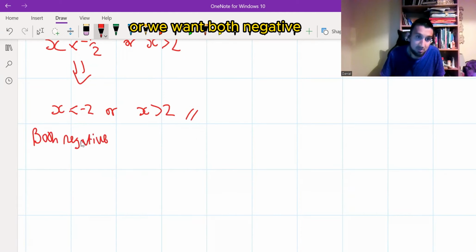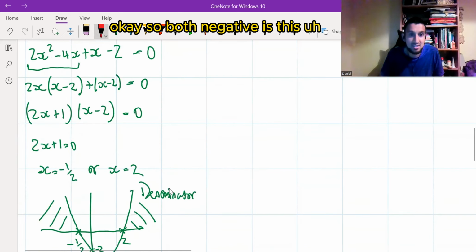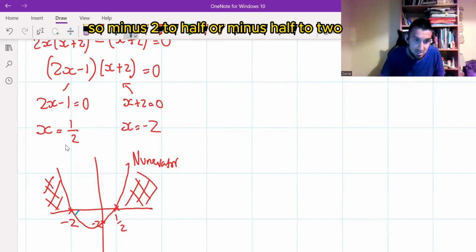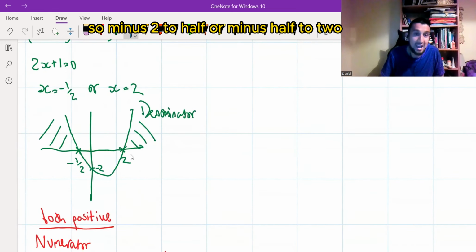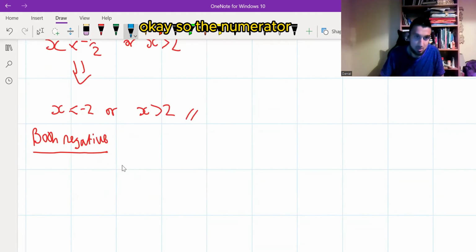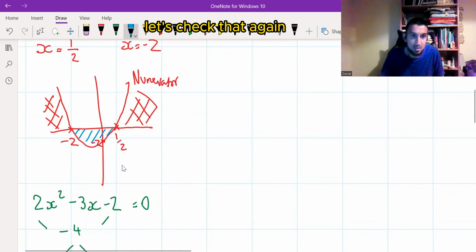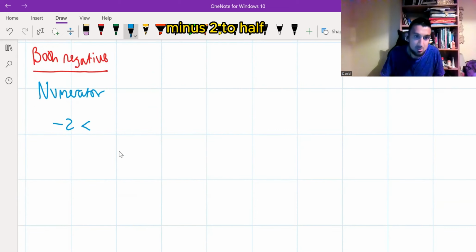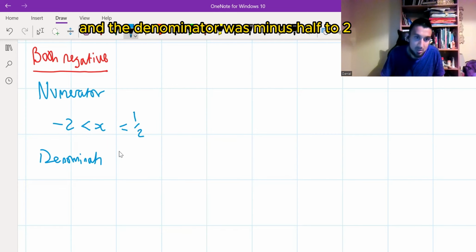Or we want both negative. Okay. So both negative, the negative for this first one is this region, so -2 to a half, or -half to 2. Okay. So the numerator, let's check that again, was -2 to half, and the denominator was -half to 2.